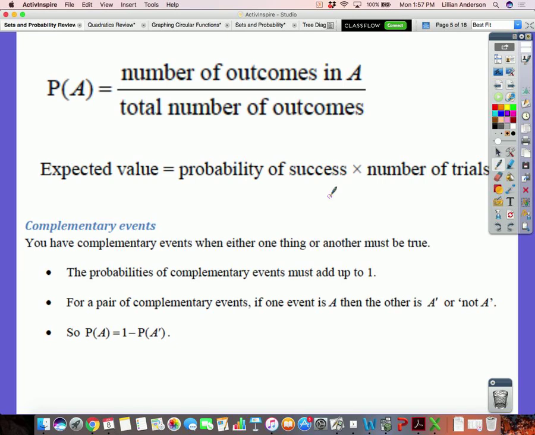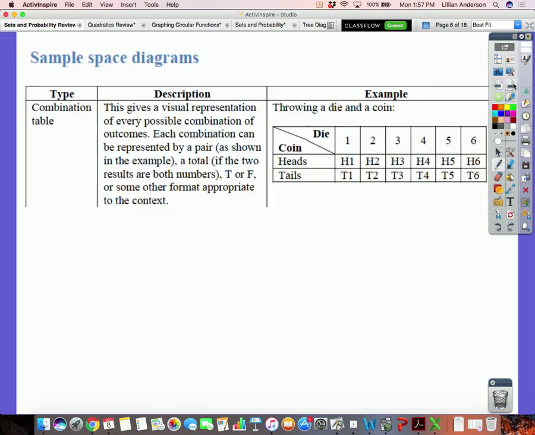Complementary events. We talked about this before. That's everything that's not in a particular set. You can always find the probability of that happening by doing 1 minus the probability of the event happening, and vice versa. Any questions on that? Has anybody forgotten that? A little bit. You just remind me. Okay, as long as I remind you, that is what's important.